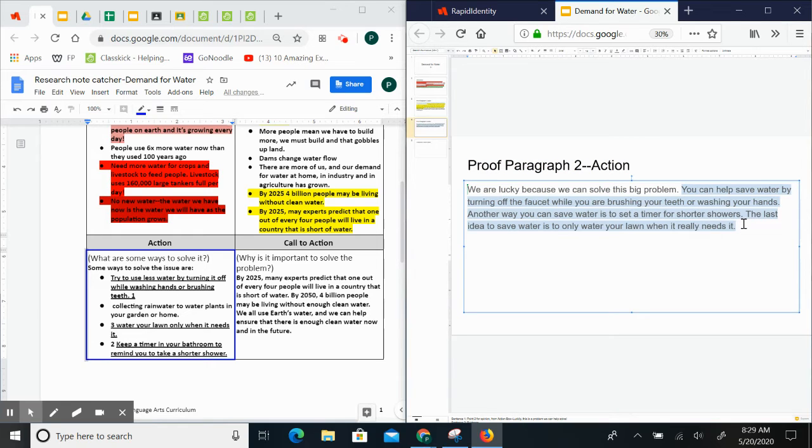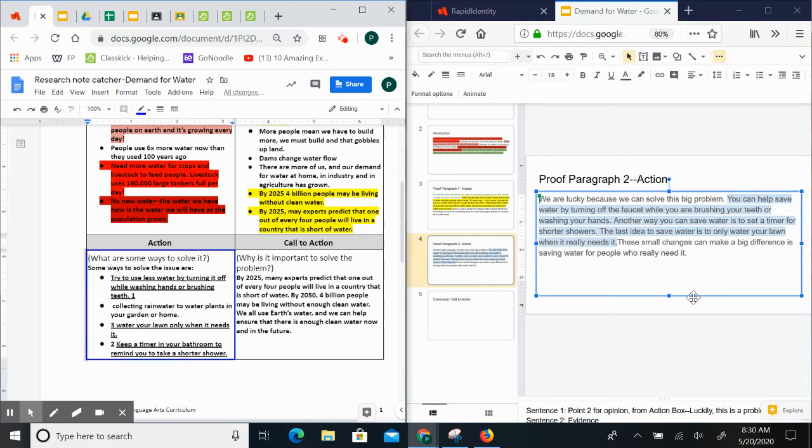So, these small changes can make a big difference in saving water for people who really need it. Okay? You can use their idea down there, or you can change it up to make it your own.